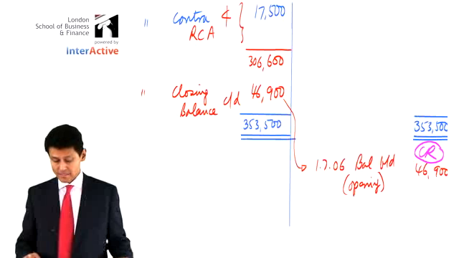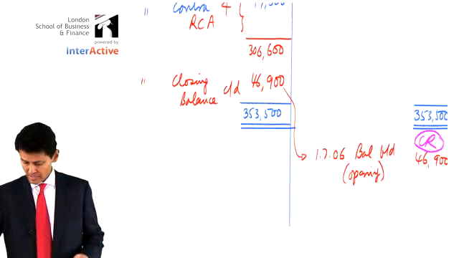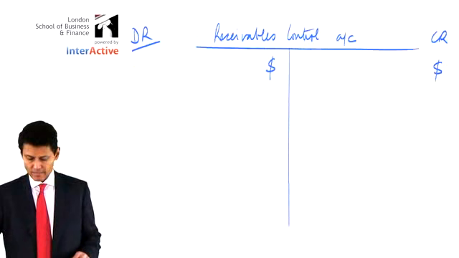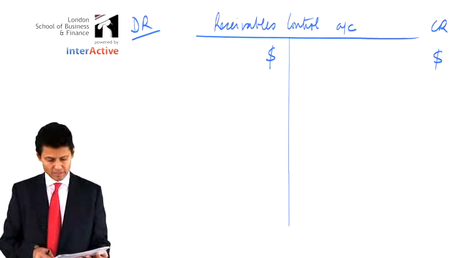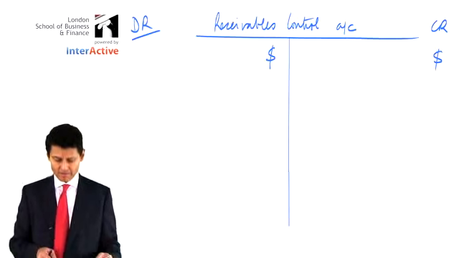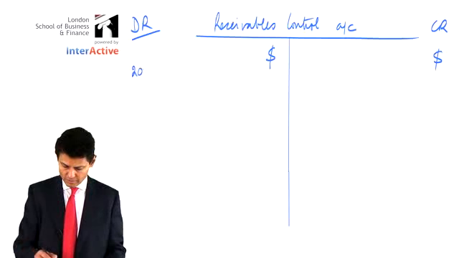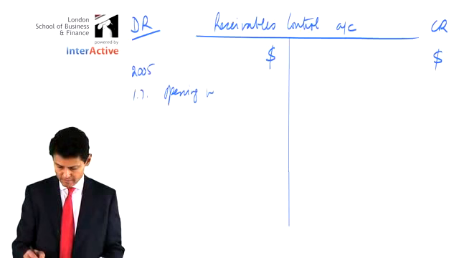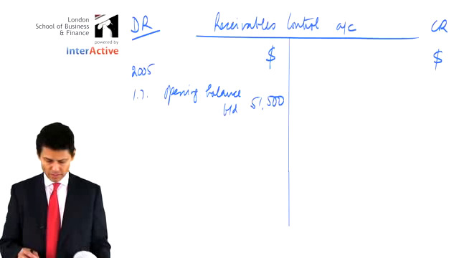Let's turn our attention, however, to the last bit of this question, and this, of course, is the receivables control, which is down here somewhere. Here we are. The opening balance, as we saw earlier, towards the end of the question, is 51,500, which clearly is a debit item. So I'm going to put that on this side. 2005, 1st of July, opening balance brought down, you see. It's very easy. 51,500.